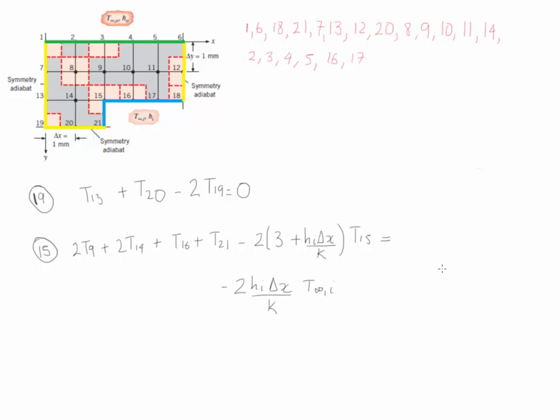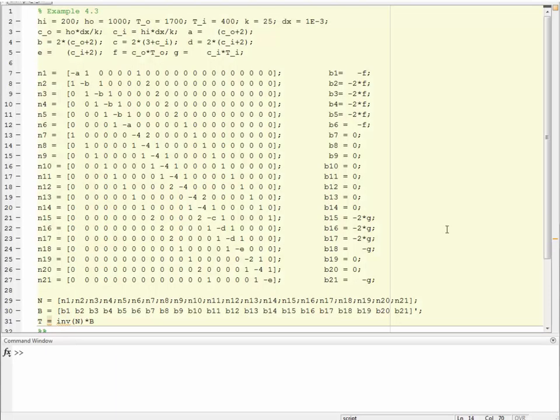Please go back and make sure that you're able to get these two equations. Once you are done with the derivations, you're going to notice that you have 21 different equations for 21 different unknowns. The method that we're going to use is to create a system of equations in the form of AX equal to B. Then we're going to solve the system for X by simply taking the inverse of A times the vector B. The first step is to create the matrix.